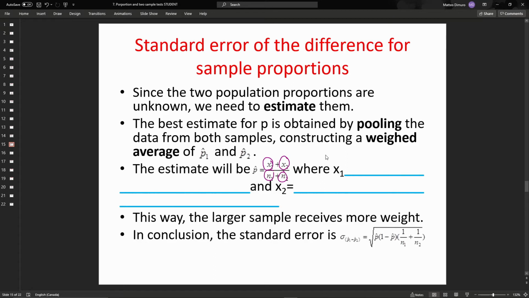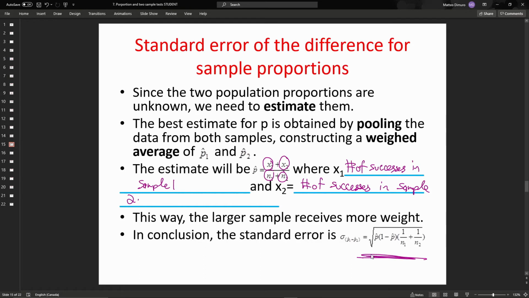So x1 is the number of successes in sample 1. And x2 is the number of successes in, can you guess it? In sample 2. You get all the points if you guessed it. This way, the larger sample receives more weight. All right, perfect. In conclusion, this is our standard error.